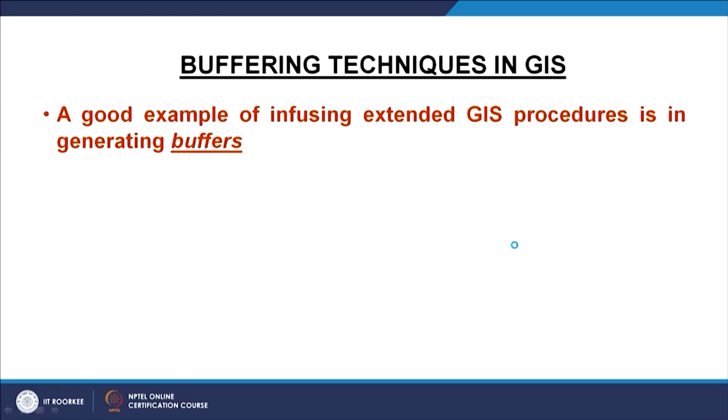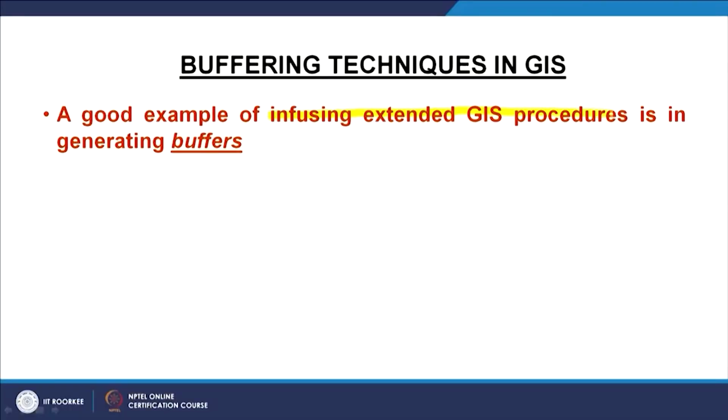Now, there are some different techniques, variations within the buffer technique. For example, buffer infusion, infusing extended GIS procedures in generating a buffer. We may create buffers using some impedance. For example, if I am studying pollution which is, say, point source pollution coming out of a chimney, now I want to create a very realistic buffer by implying not only the distance or dispersion distance, but also I would like to involve the wind speed and direction.